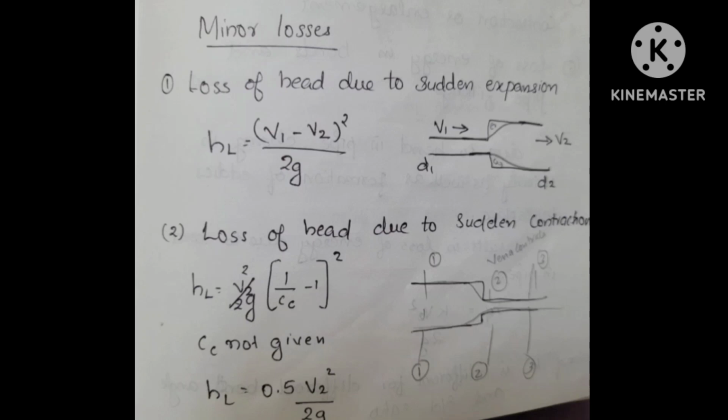Here the diameter of pipe suddenly decreases and thereby the flow area also reduces. Here head loss is given by the equation hL is equal to V square by 2g into (1 by Cc minus 1) the whole square. Where Cc is not given, then hL is equal to 0.5 V2 square by 2g, and Cc is the coefficient of contraction.